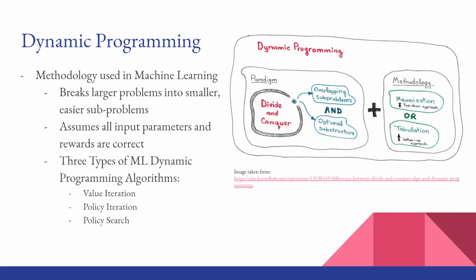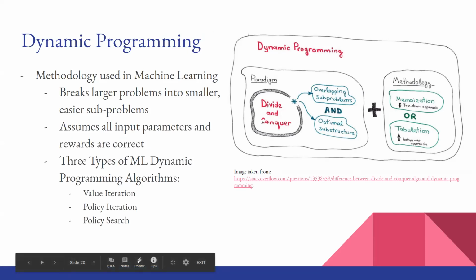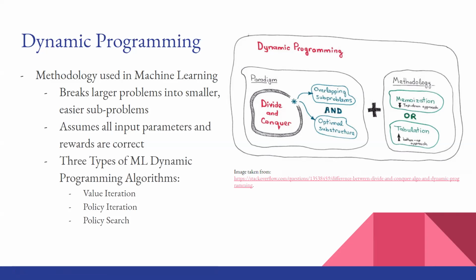Now, there are 3 types of machine learning dynamic programming algorithms. We have value iteration, policy iteration, and policy search. This is a good example where the paradigm is divide and conquer, broken up into overlapping subproblems and optimal substructure, plus the methodology of memoization and tabulation. This helps reduce covering the same problem over and over again.